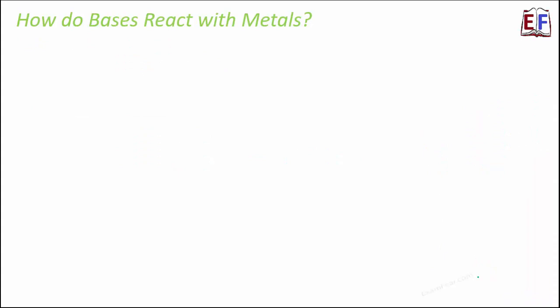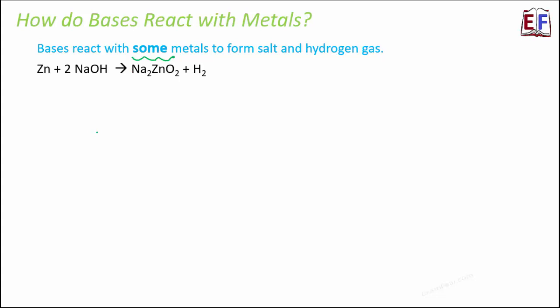Now let's see how bases react with metals. Bases react with some metals to form salt and hydrogen gas. The reaction is similar, but the major difference is that most acids react with metals to form salt and hydrogen gas, but that's not the case with bases. Only with some metals do they react, like zinc and aluminium. So let's look at this example: zinc plus NaOH forms Na2ZnO2 plus H2. So here it forms a salt, and hydrogen gas is liberated.